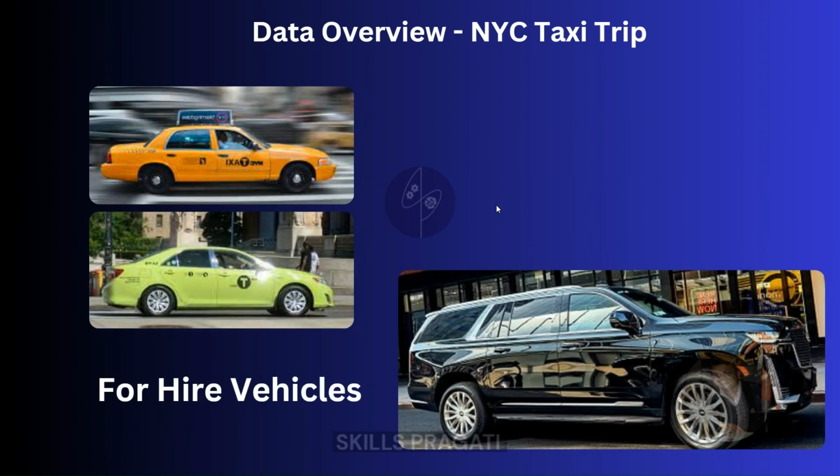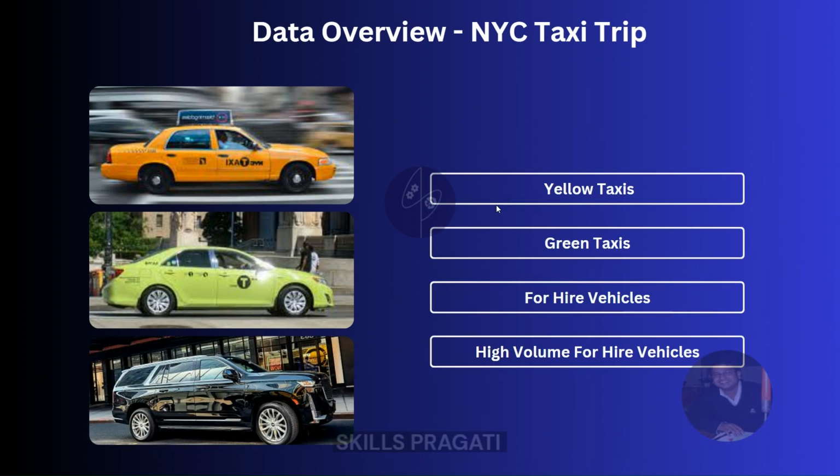There is a further classification of the for-hire vehicles called high-volume for-hire vehicles. This includes taxis from companies which do more than 10,000 trips a day. They are separated out because these companies have additional data reporting requirements and driver pay arrangements. All these types of taxis put together complete approximately a staggering 1 million trips per day.